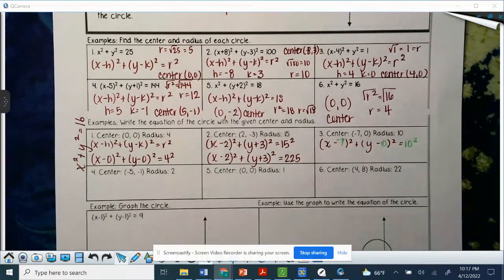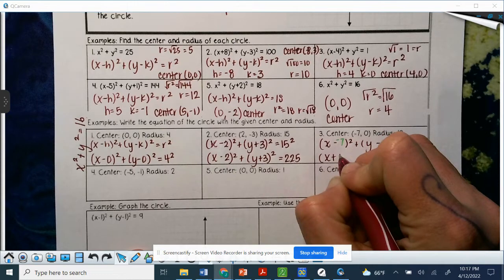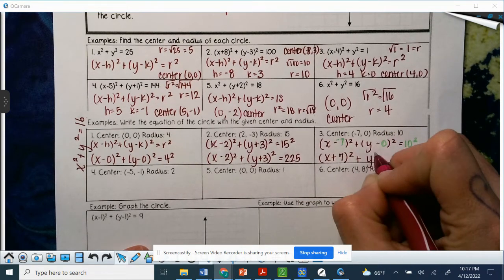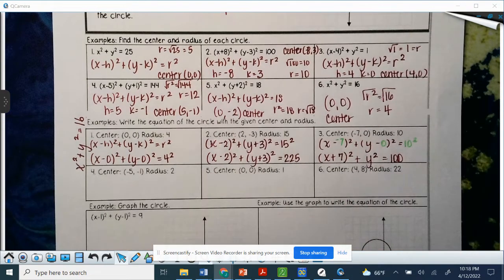And then I'm just going to clean that up, because minus we know is going to be plus. So x plus 7 squared plus y minus 0 squared, so that's just y squared, equals 10 squared, which is 100. If our radius is 10, what is the diameter? Be careful. Diameter is going to be 20.